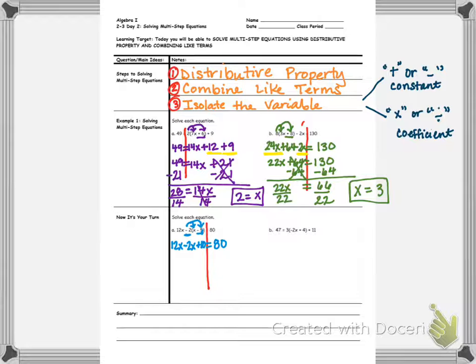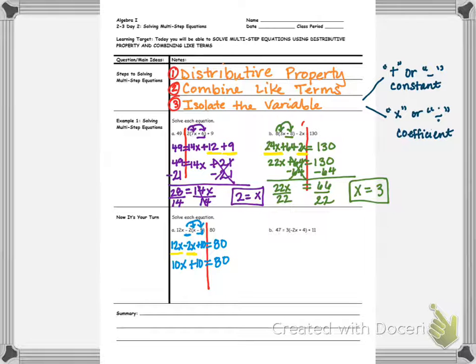Once you have distributed, you need to look and see where your like terms are. What are the terms that are alike? In this case, it's 12x and 2x. So we're going to read that straight across. 12x minus 2x is 10x plus 10, just bring that down, equals 80.